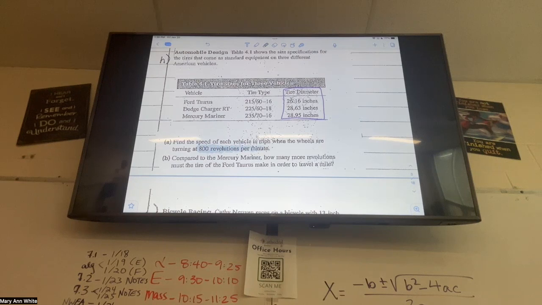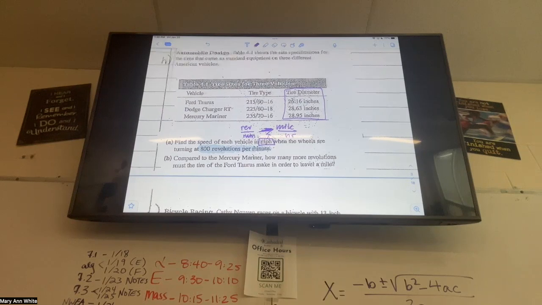And we want to know what's the speed. And that speed is in mph, which we know is miles per hour. So essentially we're going from revolutions per minute, and I need to get into the form of miles per hour. Okay, I promise we can do that. I had to give you these tire diameters because we need to use that in order to solve.